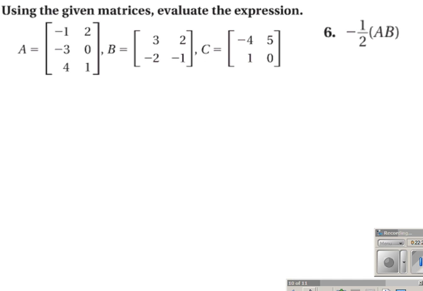All right. I'm not going to go through this example, but I'm just going to talk about what you would quickly do is you would multiply matrix A times matrix B because that's what's in parentheses. And then you would multiply that entire matrix by the scalar negative 1/2. Okay?